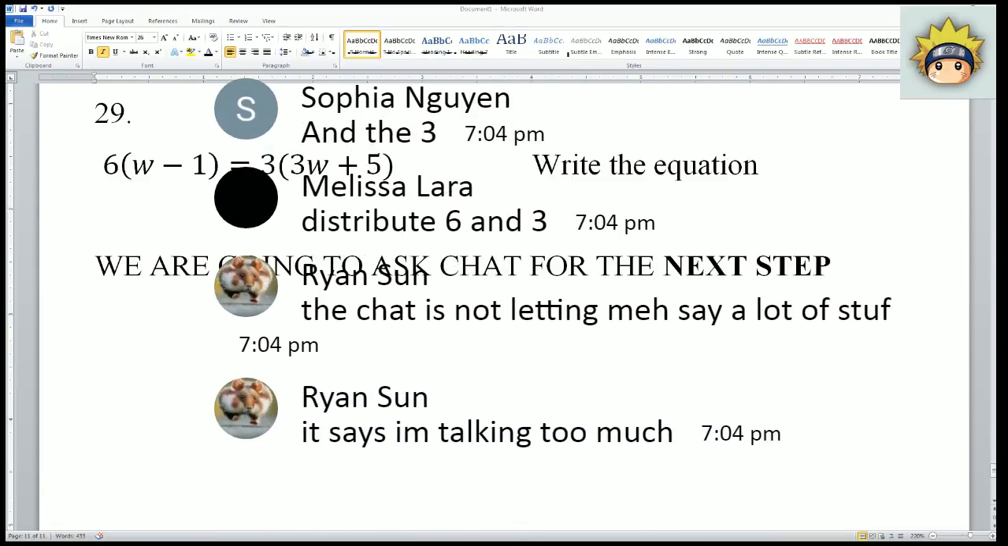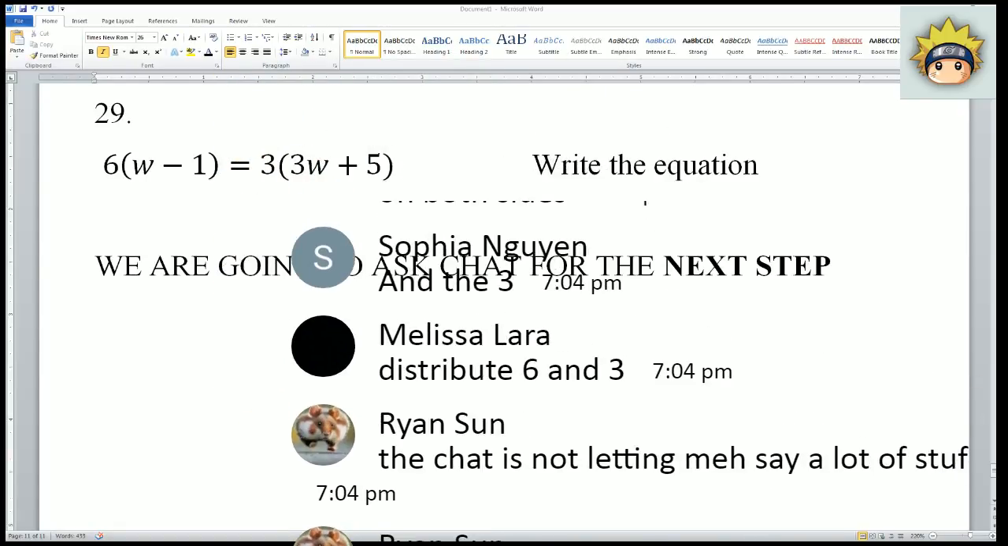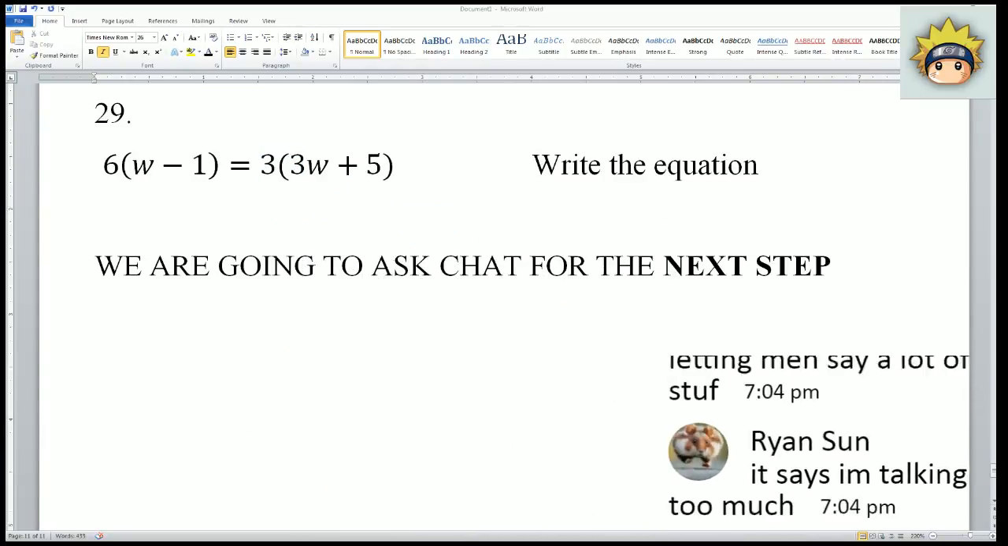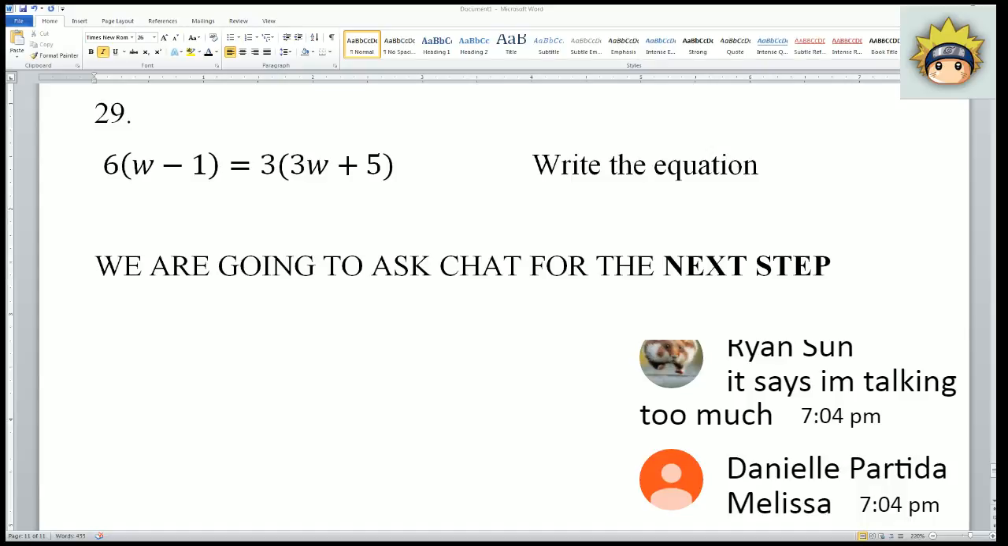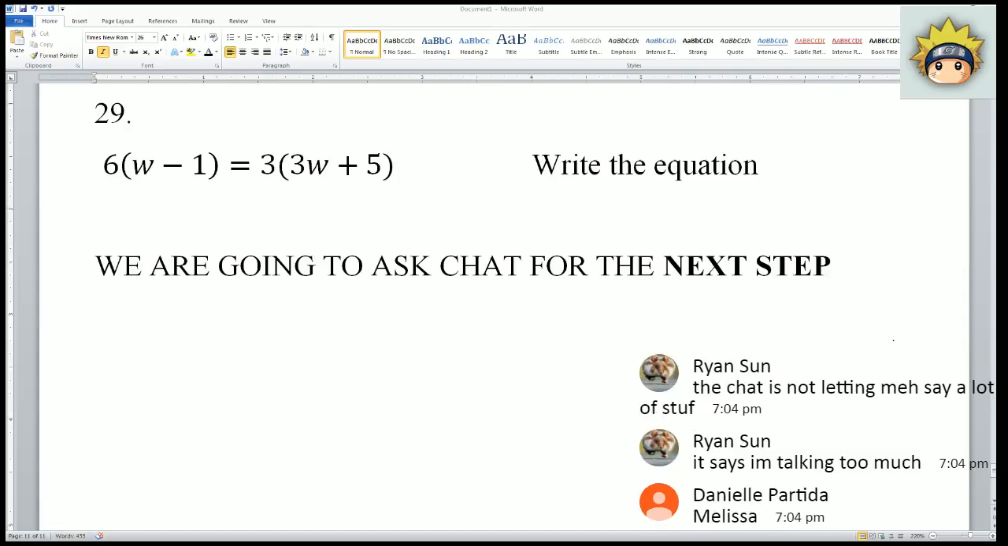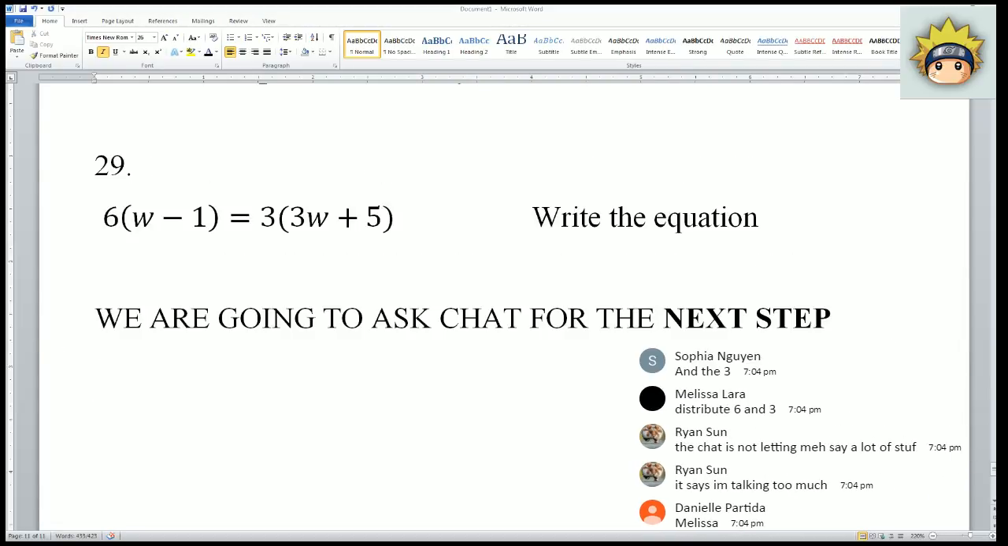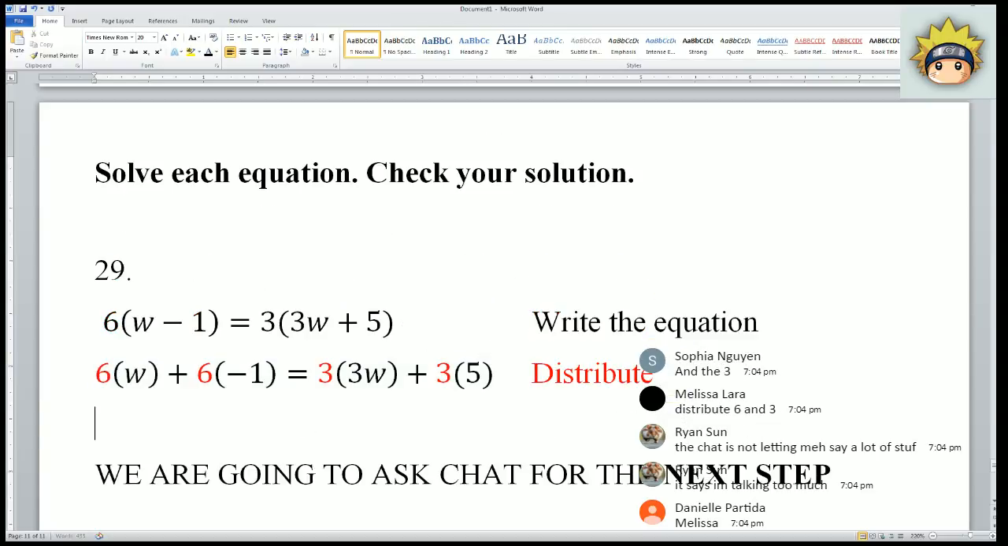Distribute the 6 and the 3. Okay, that looks like a good idea. Alright, let's put chat back down and let me change the size. So we're gonna distribute. Let's distribute. Boom. Are we good here? Are we okay here? Can we all distribute?